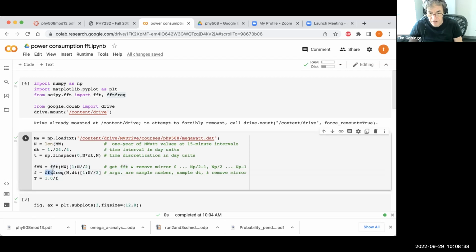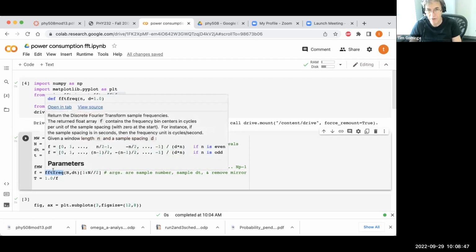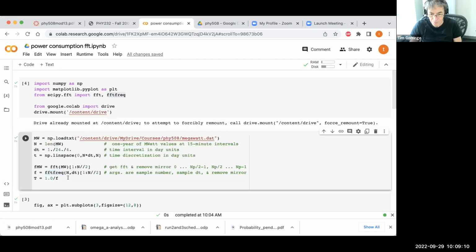I then call this additional function fftfreq. This is the function that allows me to plot the frequency distribution, rather than plot it versus just the index of the array, to plot it versus frequency in some units that are sensible for us. I'm going to plot it in units of cycles per day. That means it'll be easy to spot distinctive features in those units.